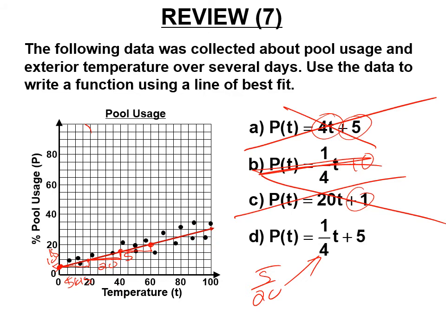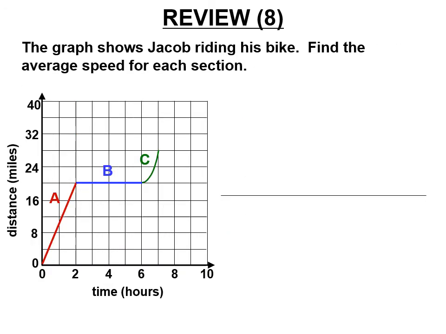So you can graph multiple ones, and by process of elimination, figure out which one it is. The percent of pool usage as a function of temperature, right? This is a graph about the hotter it gets, the more people go to the pool. And our data in this case came out linearly, so we could write a linear function, a line of best fit.